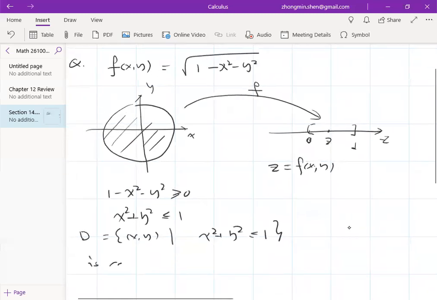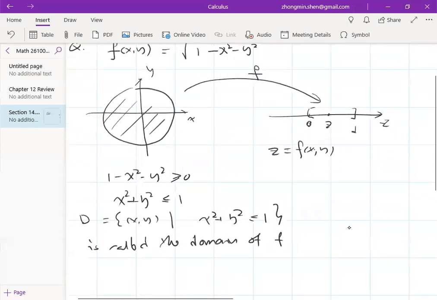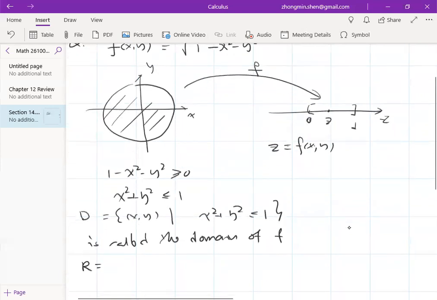And this is called the domain of f. And the interval R, from 0 to 1, is called the range of f. So this is a function in two variables. A function is just a mapping, and we have a name for that. It's called f. You can use different names. And the domain in this case is the disk with radius 1.